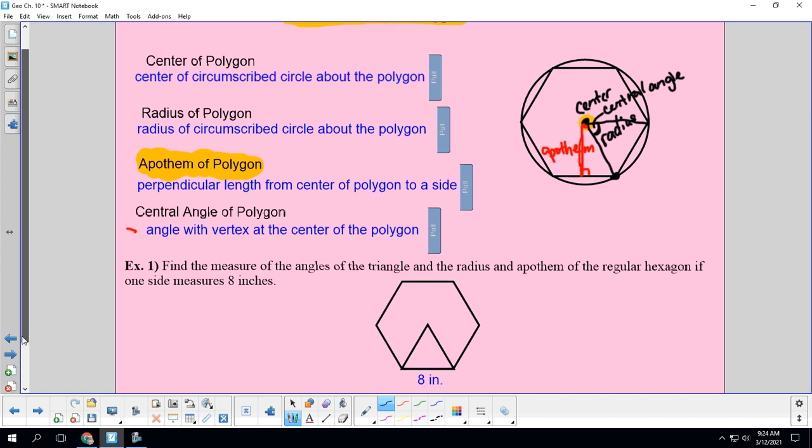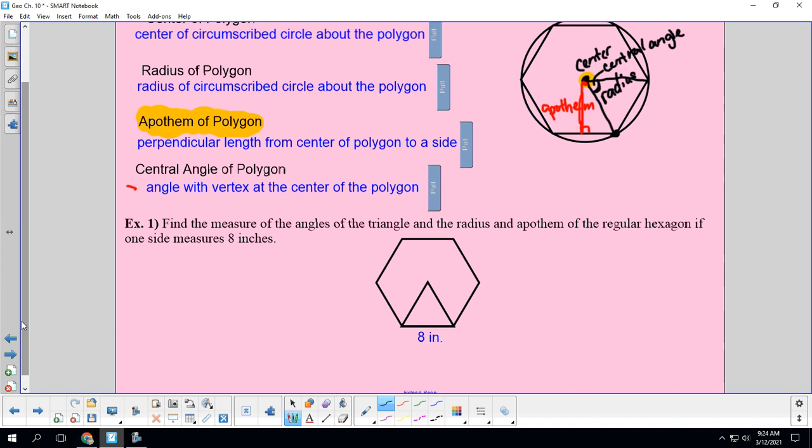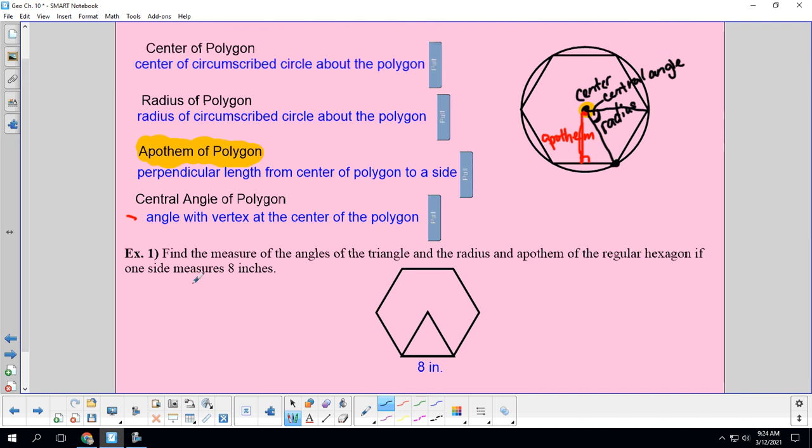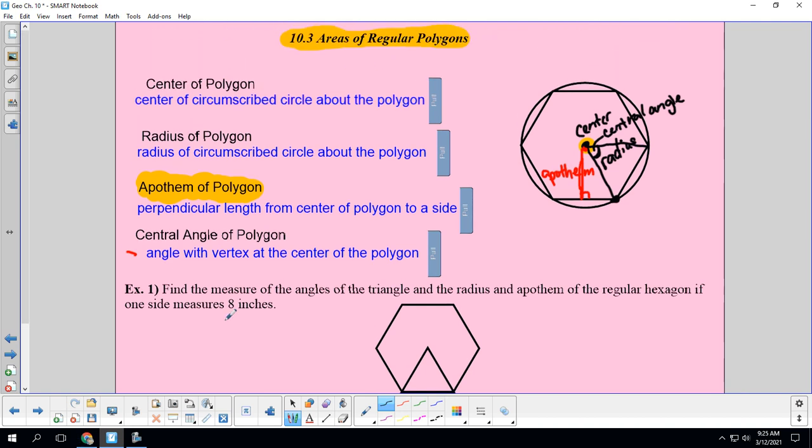Okay, let's dive into this. What does all this mean? So back to, Ms. Applegarth has nothing to do with areas of regular polygons. So please remember, some of you may be just waking up out of a coma.